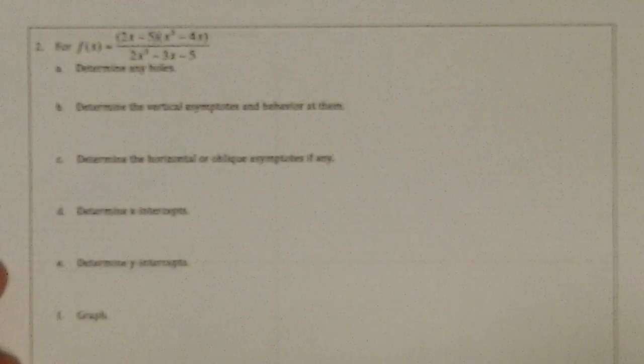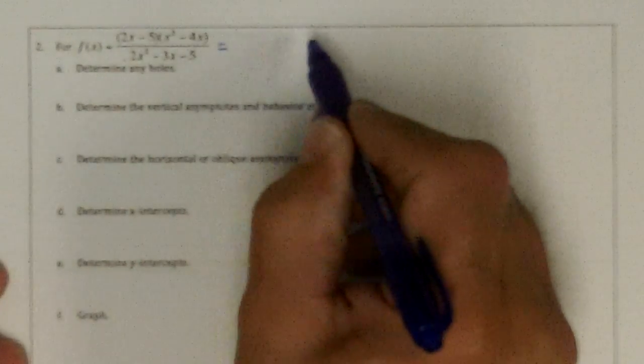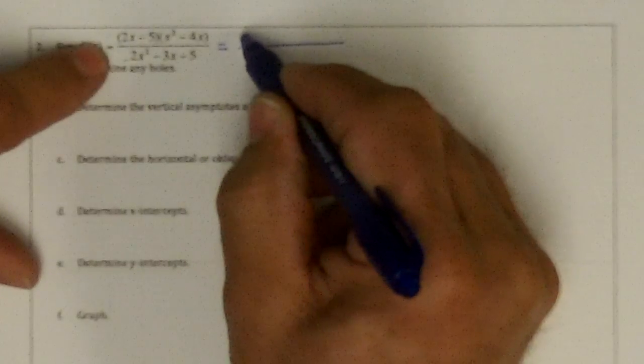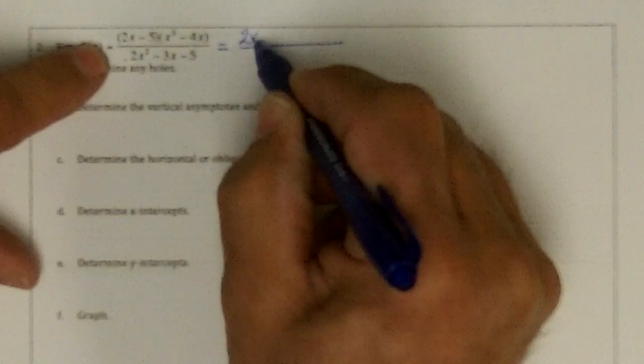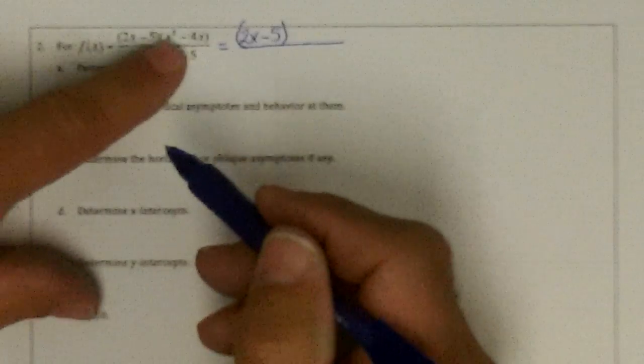All right, let's go over number 2 of chapter test 4. On here, we're supposed to find holes and all this other stuff about this rational function, a ratio of 2 polynomials. And the first thing we learned to do was to factor. Now, you may have troubles factoring, and you may want to come in and get some help with factoring. But this part's already factored out.